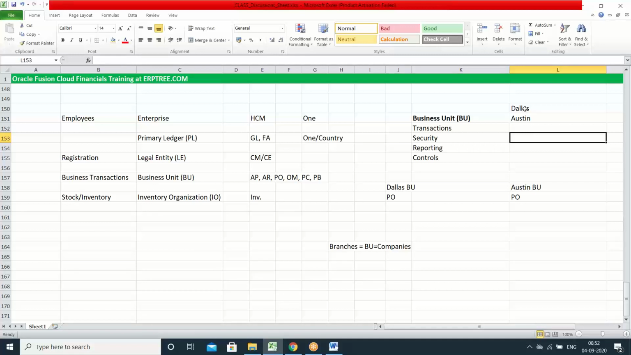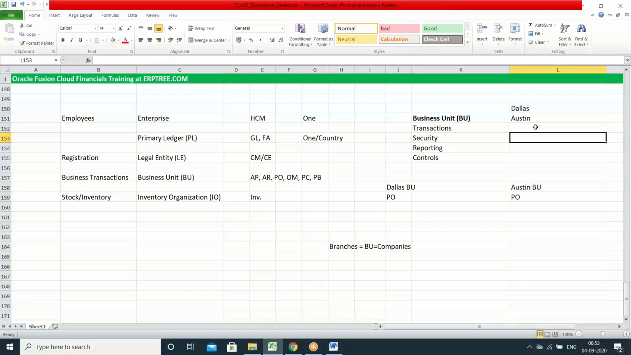So if they want to record whether the transaction belongs to Dallas or Austin, then we need a separate business unit. But they are saying we don't want to segregate whether the transaction belongs to Austin or Dallas. Just we want to record it. It may belong to Austin or Dallas; we don't want to specify that.